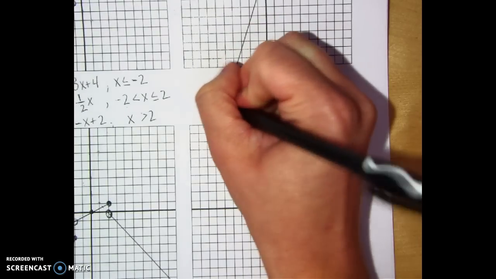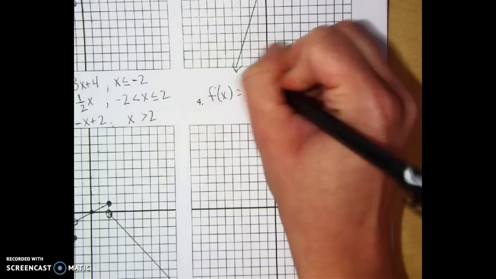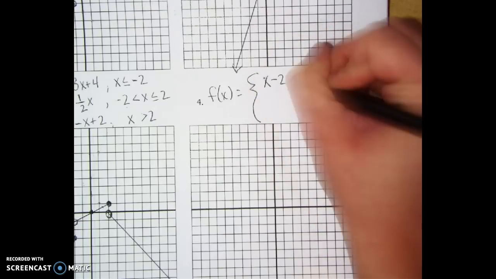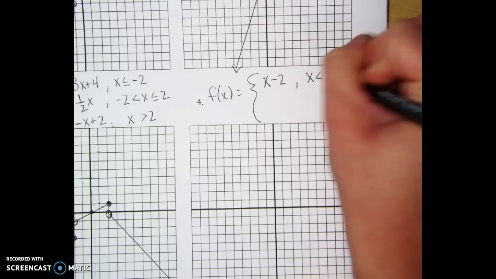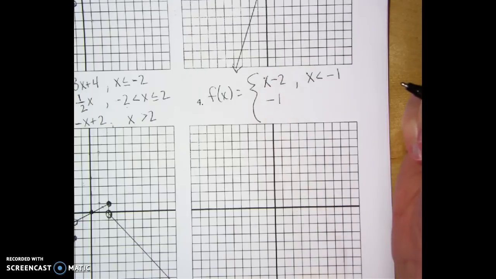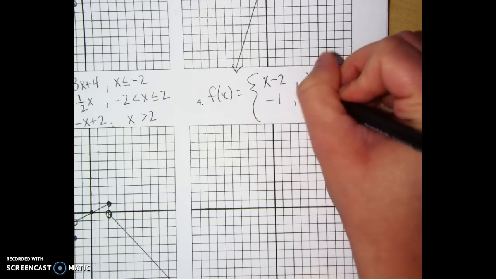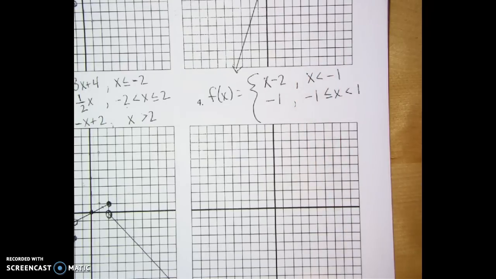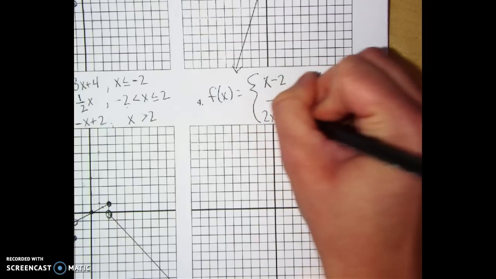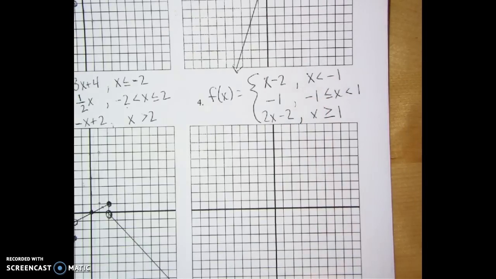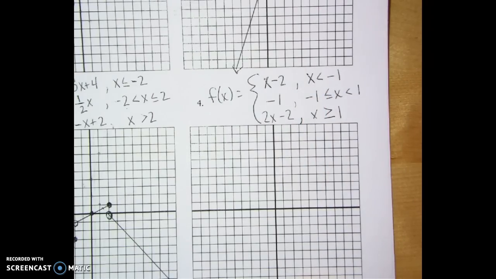And this is f of x equals, first line is x minus 2, and that's when x is less than -1. The next one is just -1, and that's when it's between -1 and 1. And the last line is 2x minus 2, and that's when x is greater than or equal to 1. Okay, go ahead and pause it and try it on your own. That's how you learn.